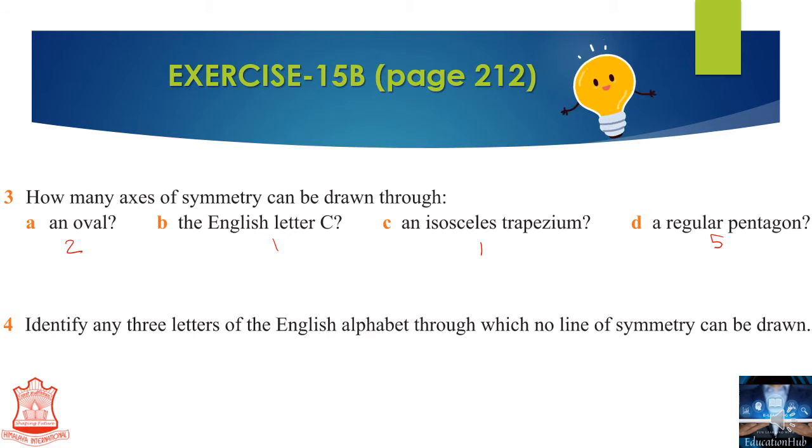Question number 4 says identify any three letters of English alphabet through which no line of symmetry can be drawn. जिसमें से हम एक भी line of symmetry draw नहीं कर सकते. For example, we can take S, we can take N, and we can also take Z. So this can be three alphabets जिसमें से हम एक भी line of symmetry draw नहीं कर सकते.